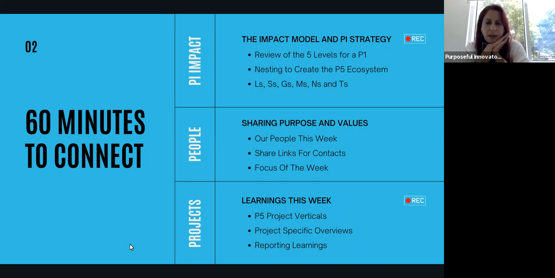So we've got 60 minutes to connect today. The first part is going to be about the model itself, and I'll be taking you through how we've developed the PI strategy itself. We're going to switch off the camera and get to know each other a little bit more for the second part. And then the third part, we're going to look at how the project verticals marries up with the PI ecosystem as it was created for impact.